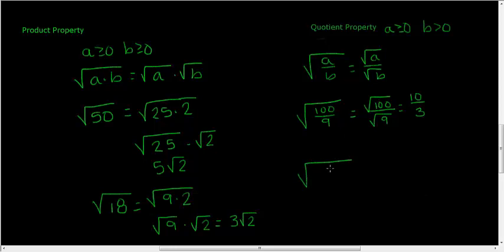Let's say that I have the square root of 64 over 9x squared. Again, because of the quotient property, I can rewrite this as the square root of 64 over the square root of 9x squared. The square root of 64 is 8. The square root of 9 is 3. The square root of x squared is x. So then this will be the simplified version.